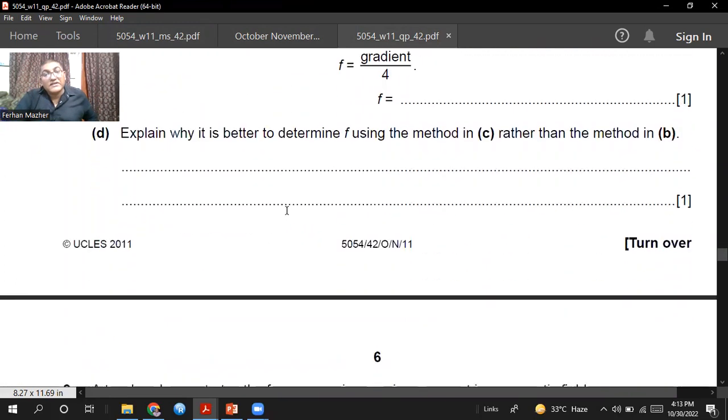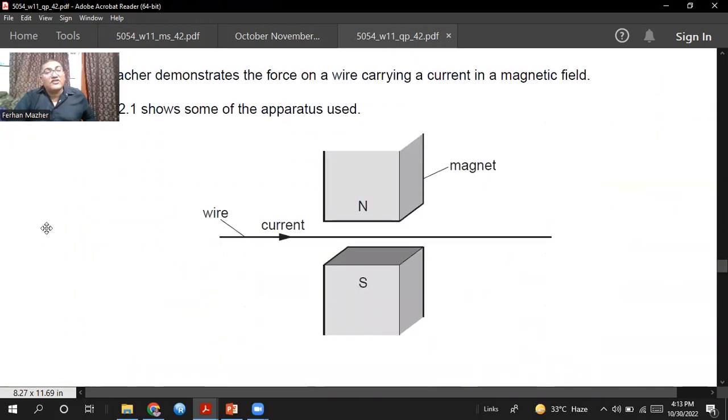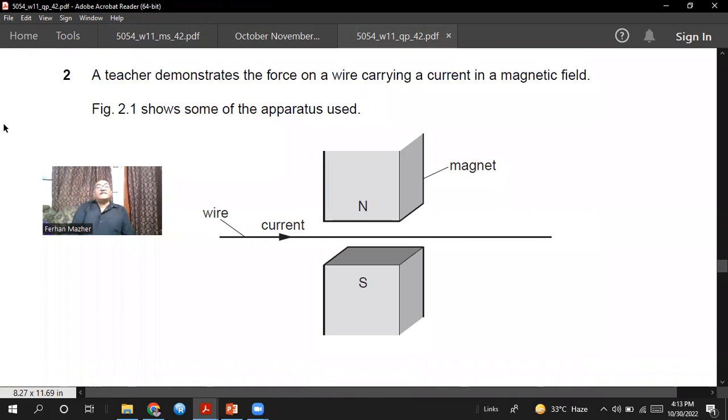So we are done with this. Okay, so now we are going to the next question. The next question is question number 2. He says, a teacher demonstrates the force on a wire carrying a current in the magnetic field. Figure 2.1 shows some of the apparatus used.